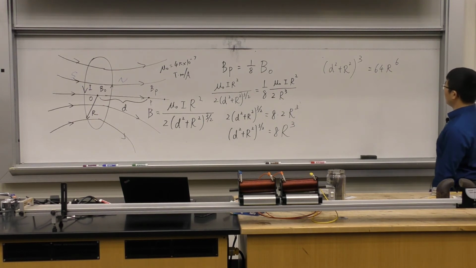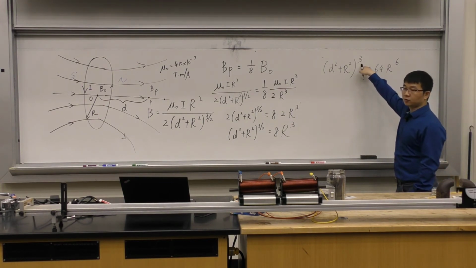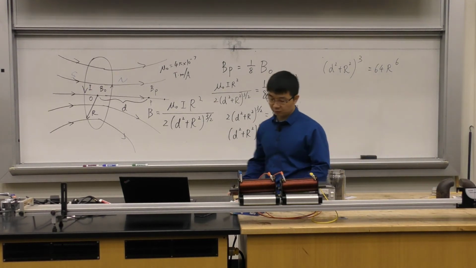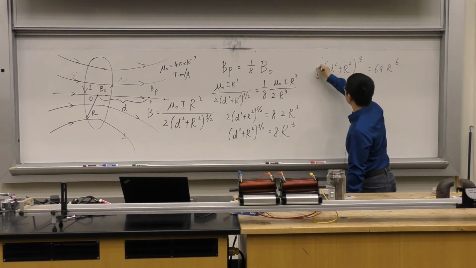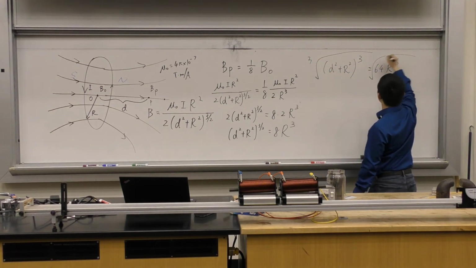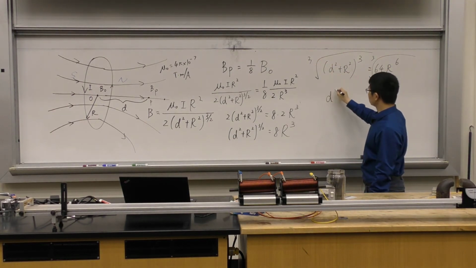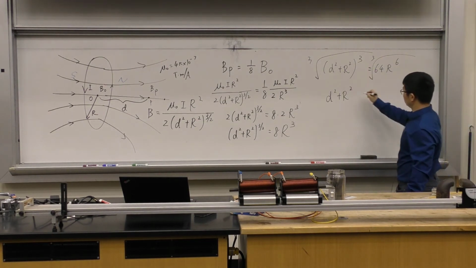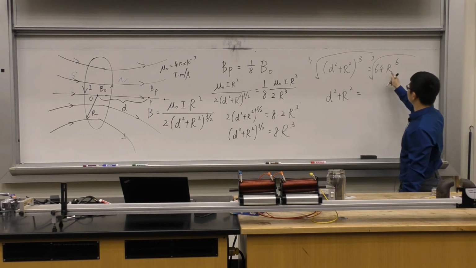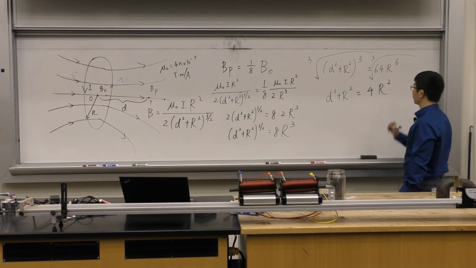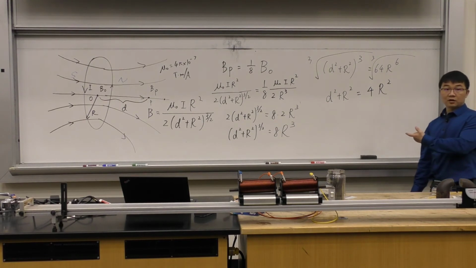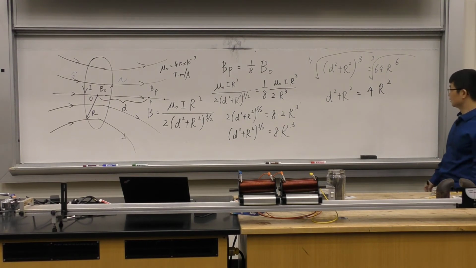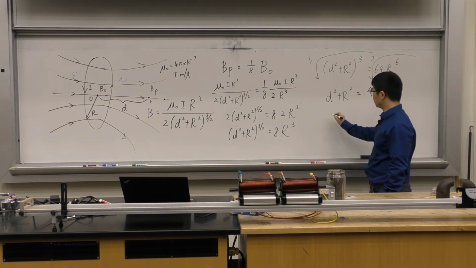Now what do I do? I want to get rid of this cube here. How do you get rid of the cube? Well, I just take a cube root on both sides. So this is just going to give you D squared plus R squared on the left, since it gets rid of the cube. On the right-hand side, you take a cube root of both of them. This guy, you take a cube root, you get 4. This guy, take a cube root, you get R squared. Now you can finish the algebra and find the D, and see if we can get the same answer.